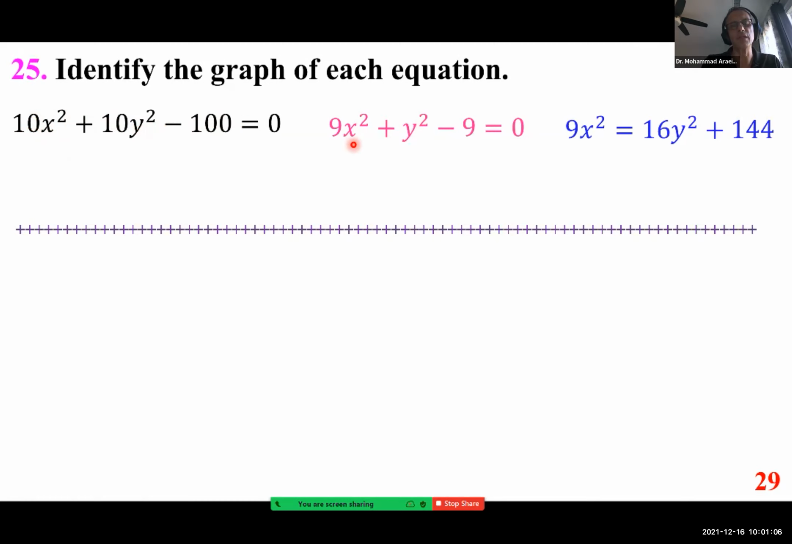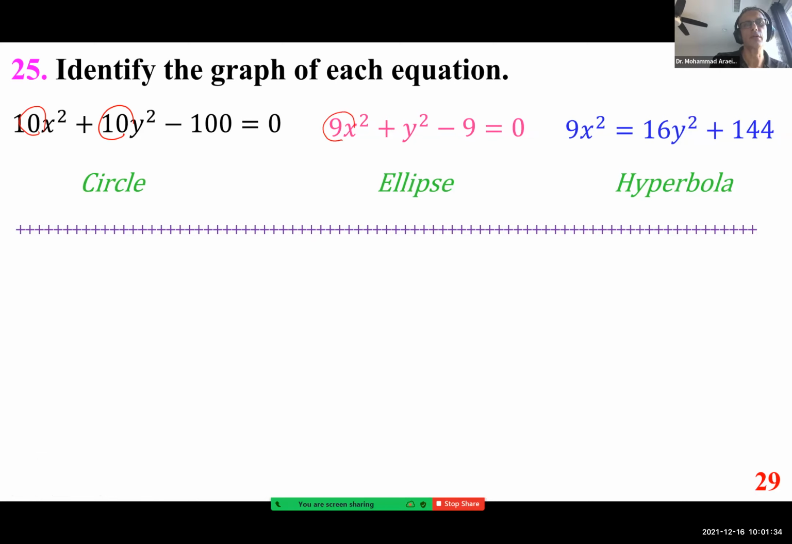When they are on the same side, they have different coefficients, but they are both having the same sign. That means both positive or negative. That's an ellipse. If you bring it to the same side and they have opposite signs, that's a hyperbola. In other words, these two are identical. This is number 1. It's not. And this is 9x squared minus 16y squared. They are opposites. That's why.